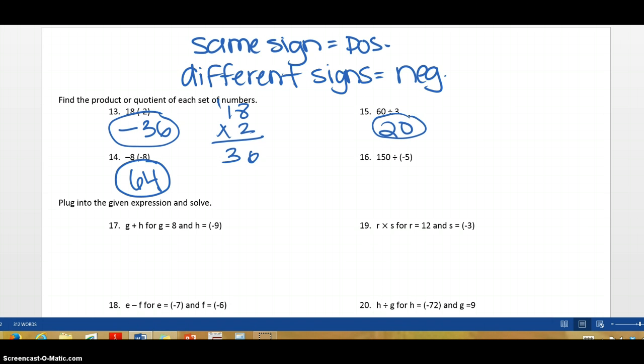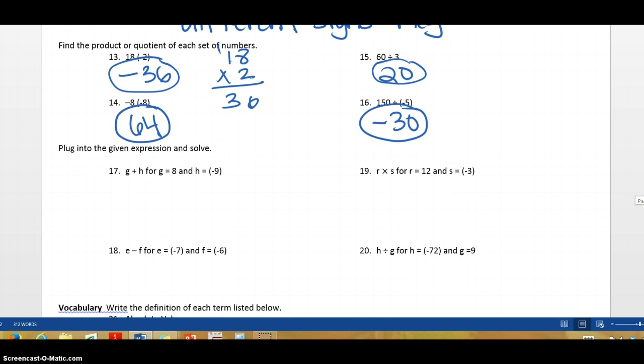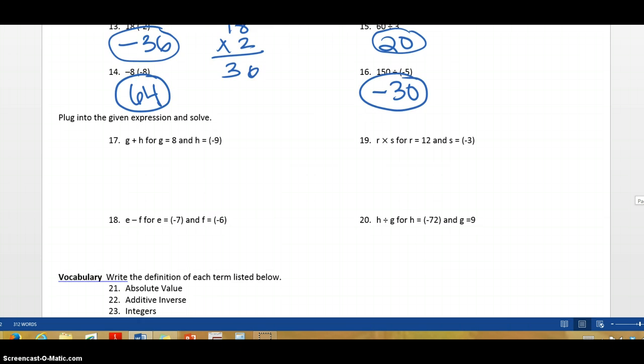For number 16, 150 divided by a negative 5. Now we have different signs here in our division problem, so we know our answer is going to be negative since the signs are different. And 150 divided by 5 is 30. So our answer is just negative 30. So this is just making sure you guys remember your rules for positive and negative numbers when we're multiplying and dividing.